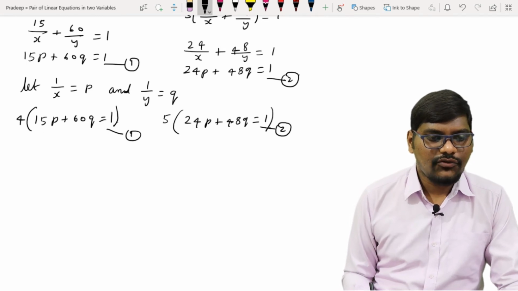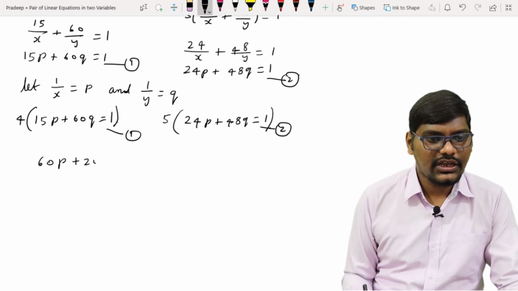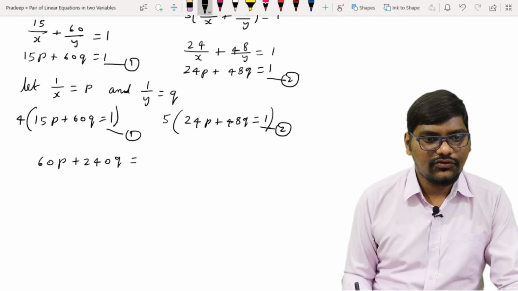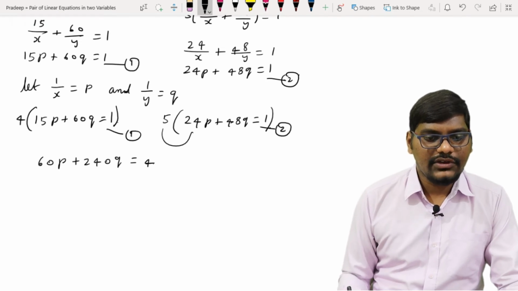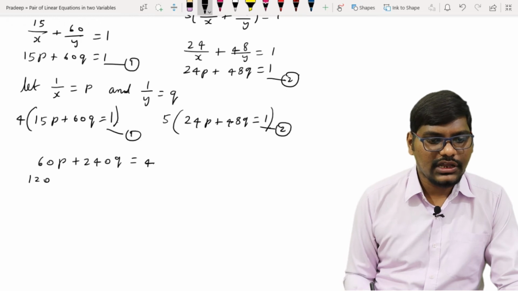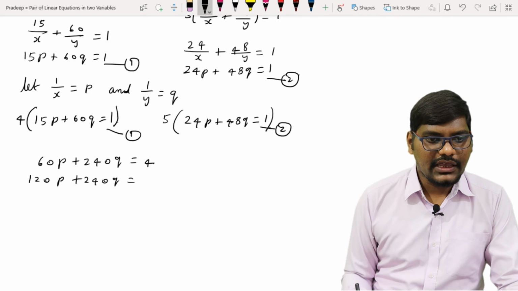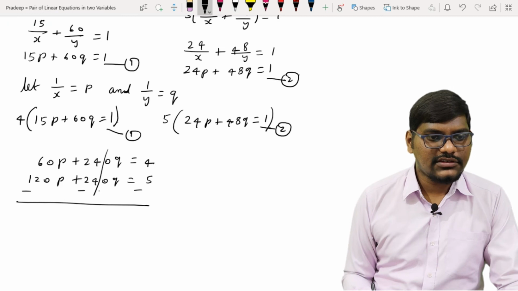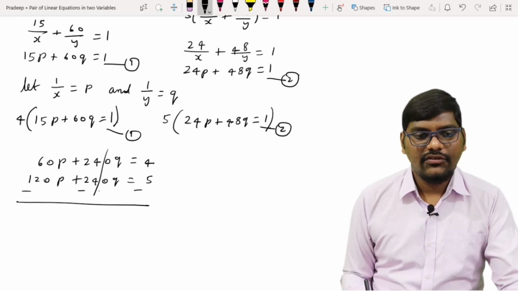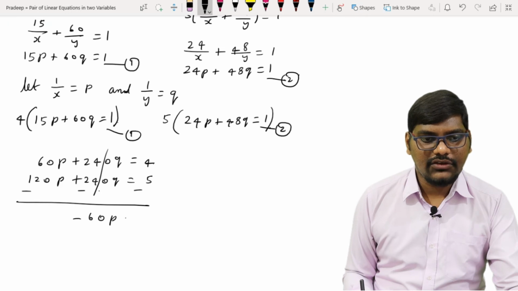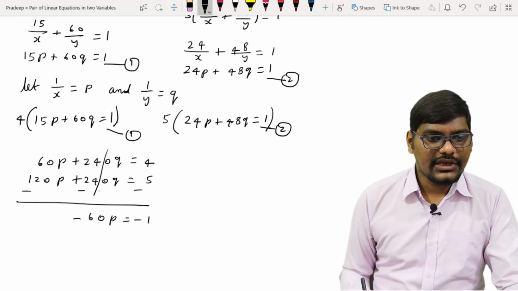So 15 4s are 60, so 60p, 4 6s are 24, so this is 240q, equal to 4 1s are 4. Here also 5 into 24 will be 120p, and 48 into 5 is 240q, equal to 5 ones, it was 5. So let's change the signs, negative negative negative over here. So these both get cancelled. 60p minus 120p, we'll be getting minus 60p equal to minus 1.